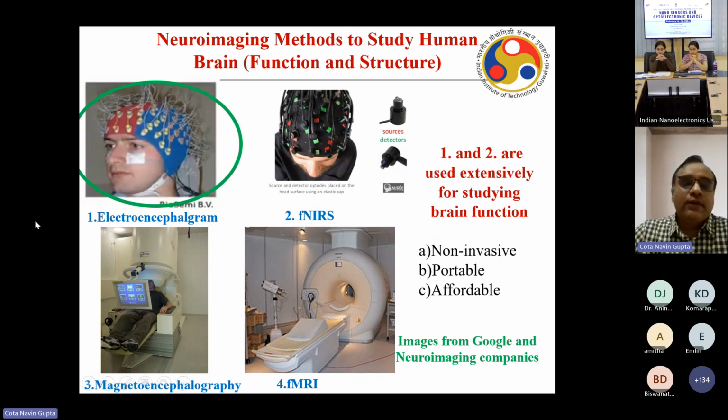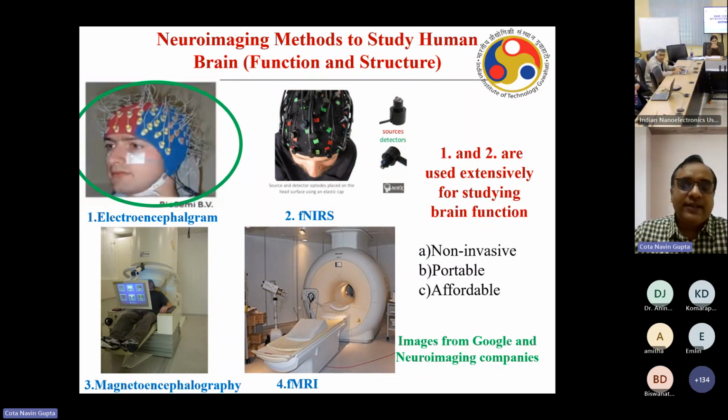So you have a lot of possibilities to select various modalities. The first one being the electroencephalogram. Electroencephalogram is nothing but the summation of the postsynaptic potentials at the dendrites of an ensemble of neurons.